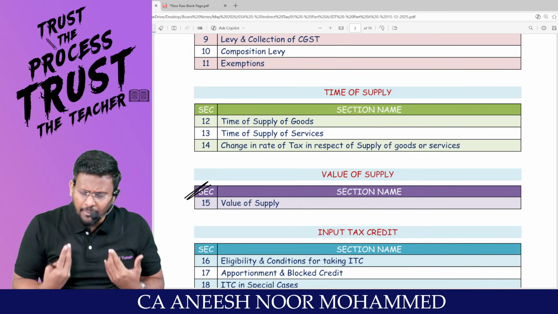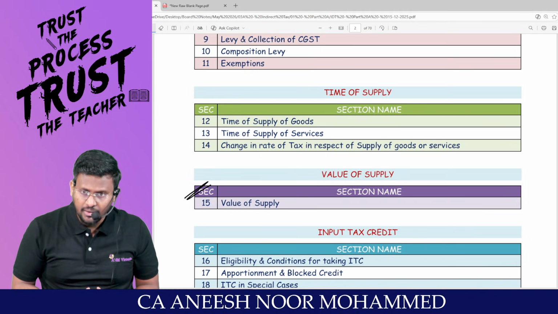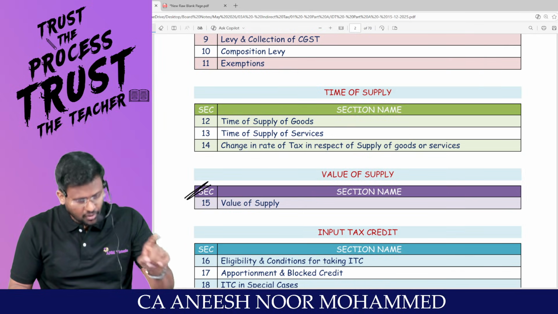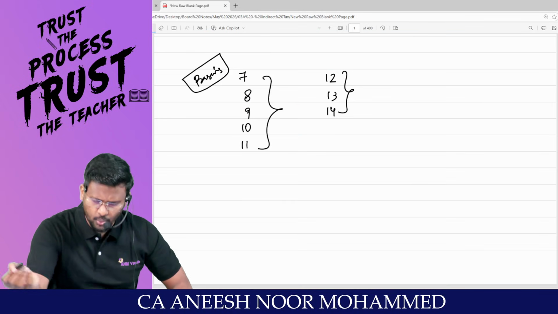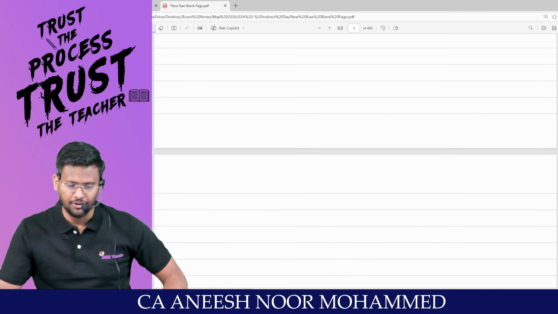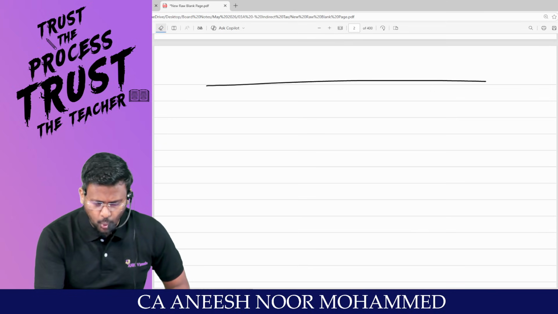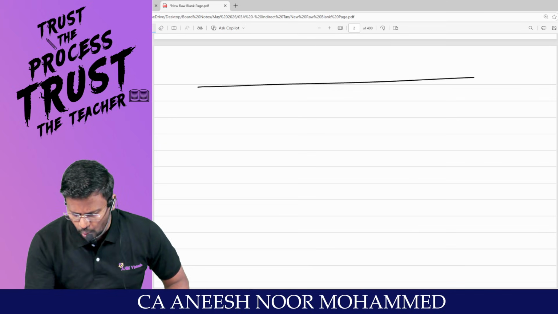Because that is very important. When am I liable to pay GST? Time of supply. On what am I liable to pay GST? Value of supply. My dear lovable students, what is business? This is the definition of business. I am going to explain what business is. Business means only two activities.